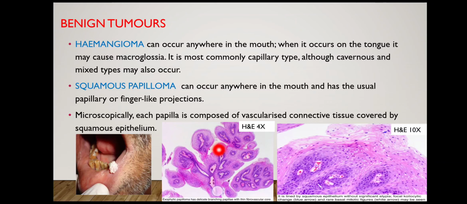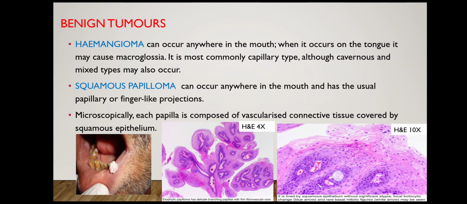So microscopically also you can see the finger-like projection here. Looks like a papillary frond with a fibrovascular core. So this is a closer view showing a fibrovascular core surrounded by basaloid cells.